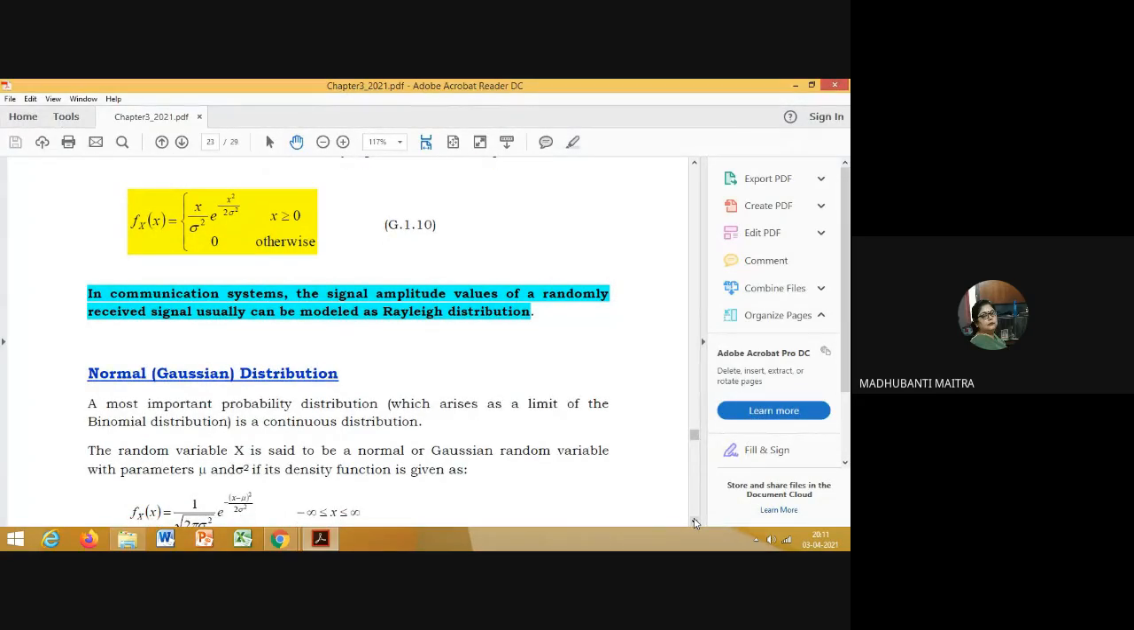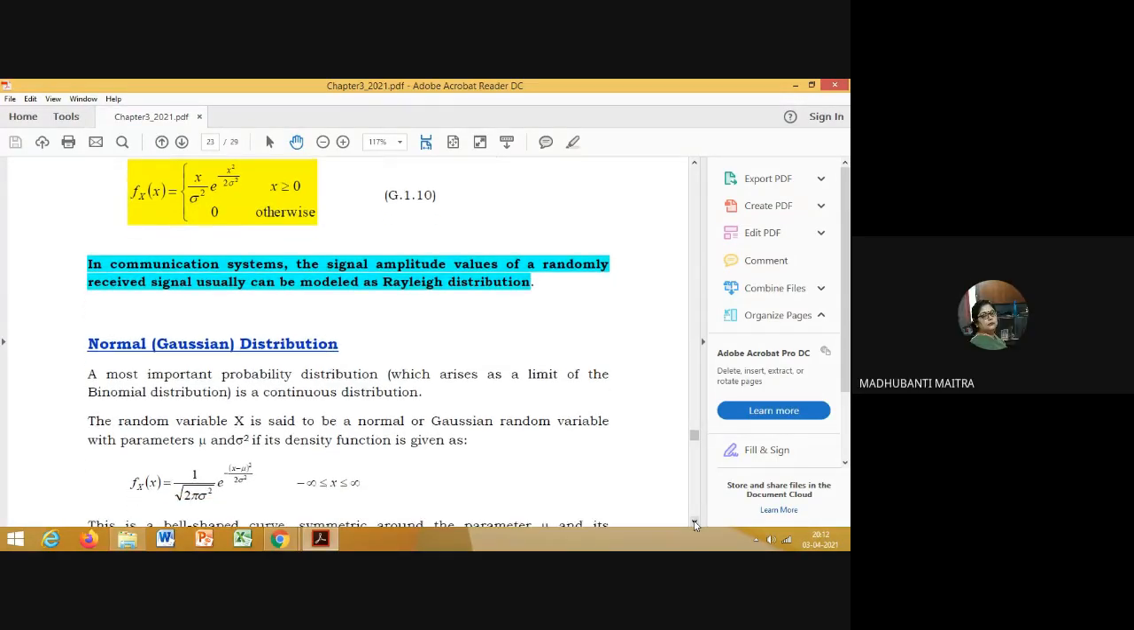Have you understood this? Is it clear? Yes, ma'am. So in final year, if you opt for another honors paper, which is communication principles, then you will be studying all these things in detail.